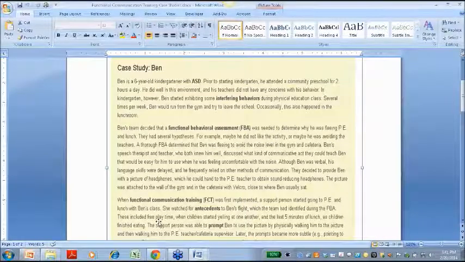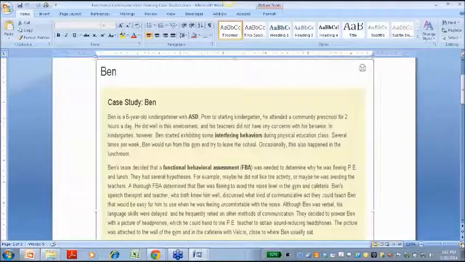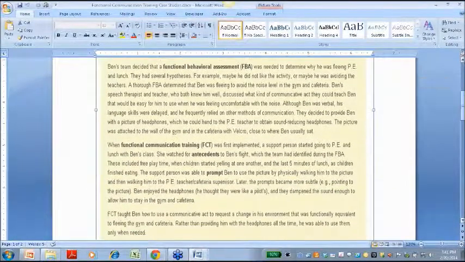So Ben is a 6-year-old kindergartner with autism. Prior to starting kindergarten, he attended a community preschool for 2 hours a day. He did well in his environment, and his teacher did not have any concerns with behavior. But in kindergarten, Ben started exhibiting some interfering behaviors during PE class. Several times per week, he would run from the gym and try to leave the school. Occasionally, this also happened in the lunchroom. Ben's team decided that a functional behavior assessment was needed to determine why he was fleeing PE and lunch. They had several ideas and hypotheses.